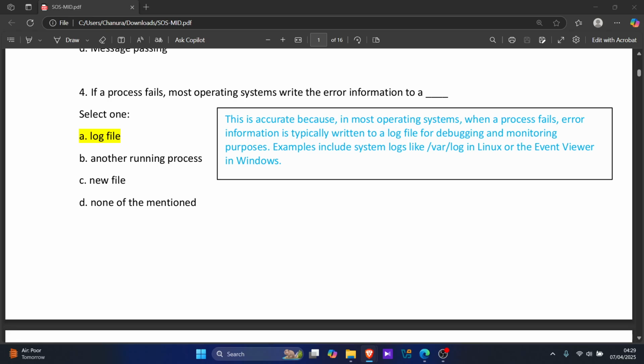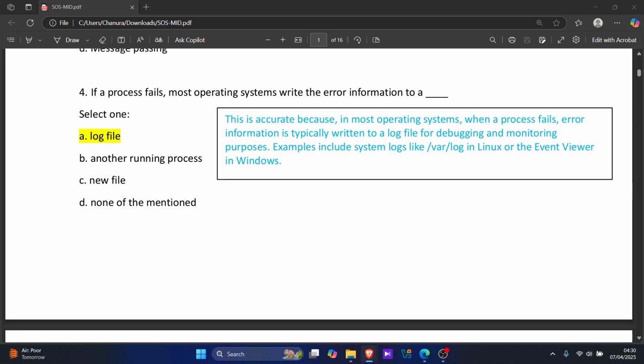Now, looking at the options, another running process doesn't make much sense because if a process fails, how would it reliably pass error info to another process that might also be unstable? Plus, that's not a standard practice. Option C says a new file. Well, creating a new file every time a process fails might lead to too many files, which isn't efficient. Typically, logs are appended to existing files, not creating a new one each time.